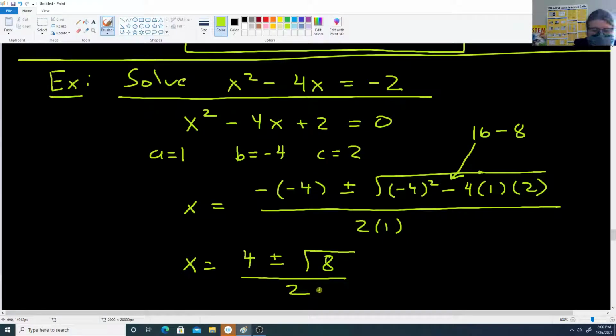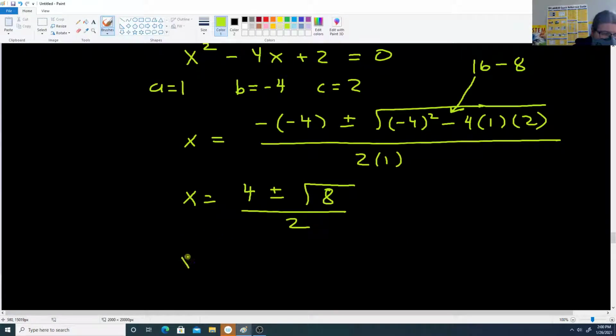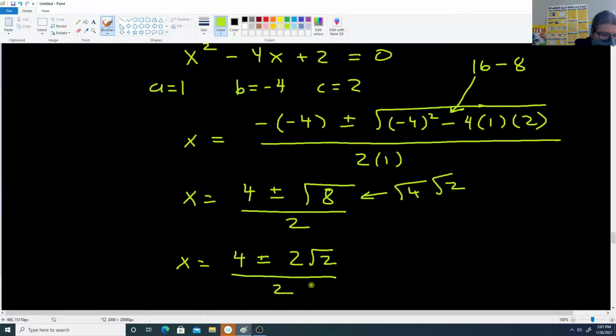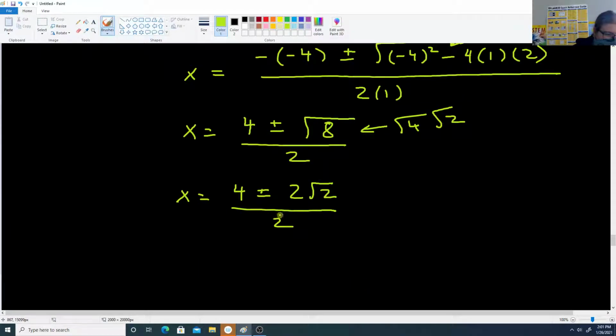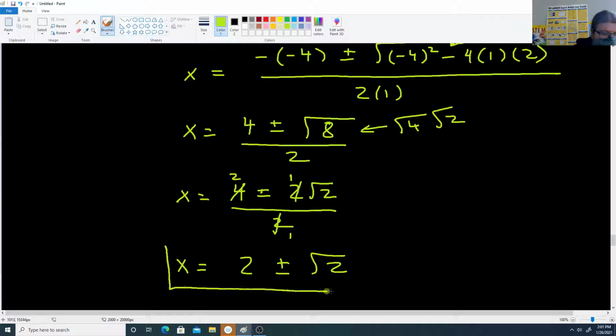That's all over 2. This does simplify, but I need to get the square root of 8 broken up first. So the square root of 8 is the square root of 4 times the square root of 2. So I have 4 plus or minus 2 square root of 2 over 2. So I can cancel: the 4 cancels, leaves a 2, and the 2 cancels, leaves a 1. And we get x is 2 plus or minus the square root of 2. It's really over 1, but dividing by 1 doesn't do anything, so we can write our answer in that form.